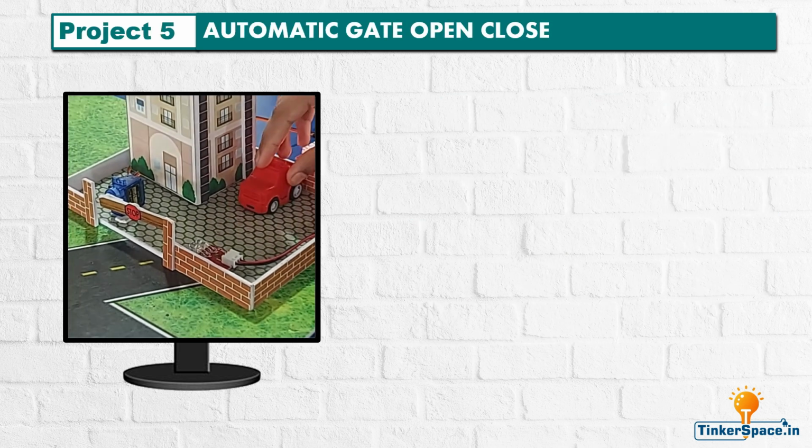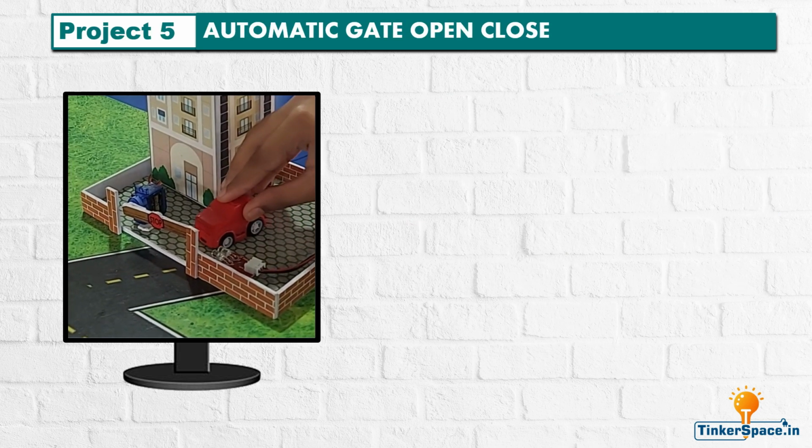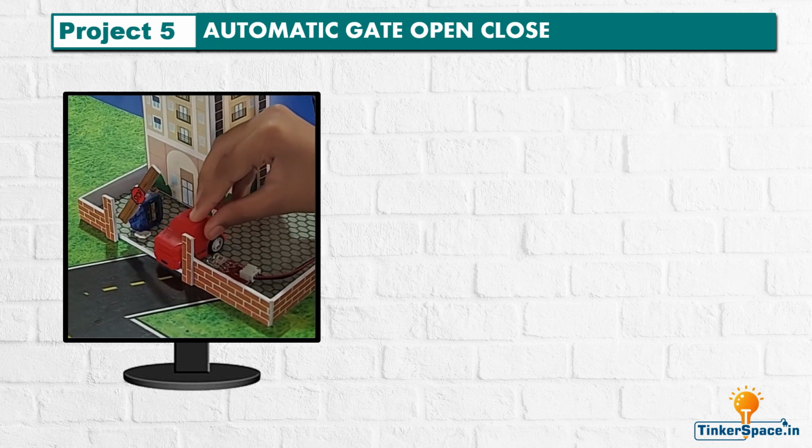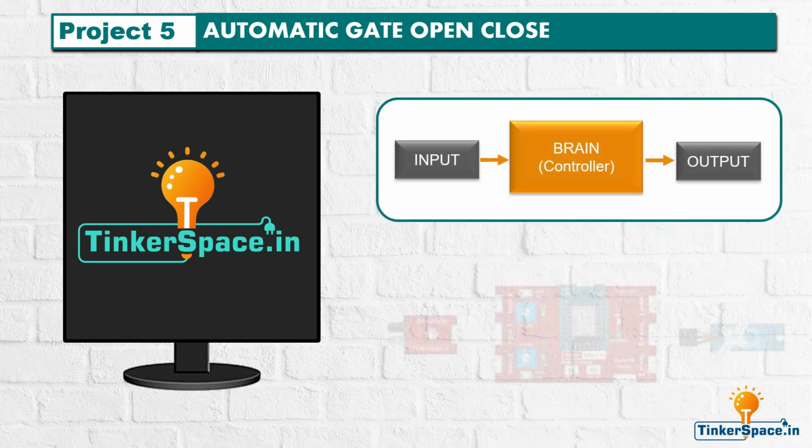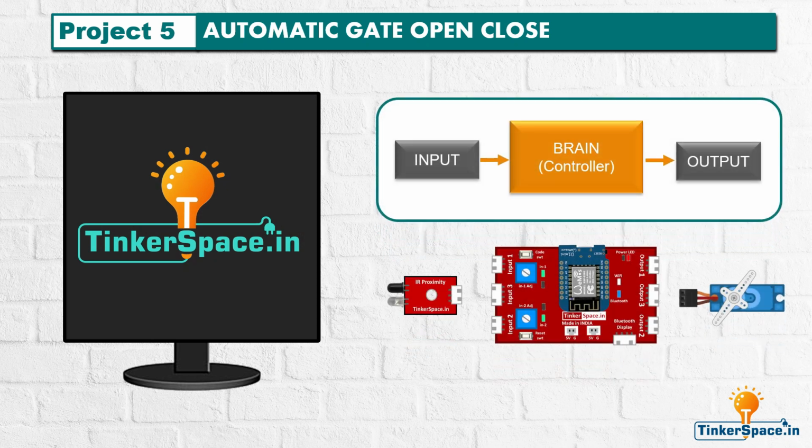Automatic gate open close. This project automates the opening and closing of a gate when someone approaches. In this project, we use the TinkerSpace brain board as the controller. The IR proximity sensor is used as the input. Its function is to detect the presence of a person or vehicle near the gate. The servo motor is used as the output. Its function is to open and close the gate automatically.